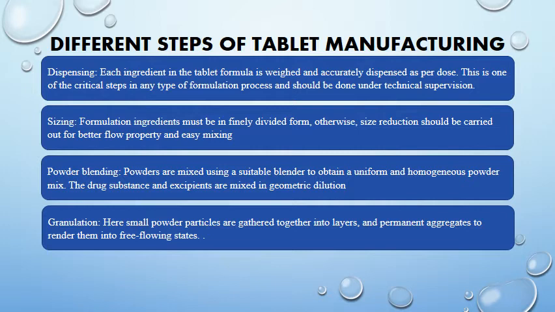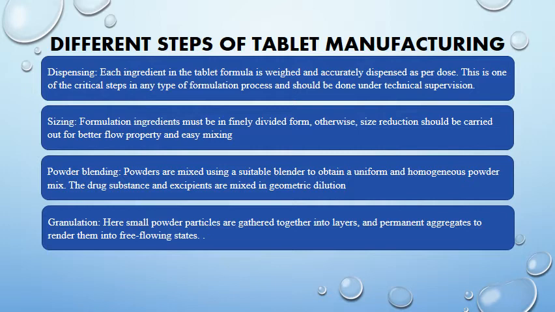That is why the size reduction of the excipient and the drug should be carried out before the manufacturing of the tablet. There are various size reduction techniques which can be utilized for reducing the size of the drug or the excipient. We can use different mills, that is ball mill, or we can use different cutting mills if it is a fibrous form. So various techniques are there for size reduction, and using them we can reduce the size of the particles.